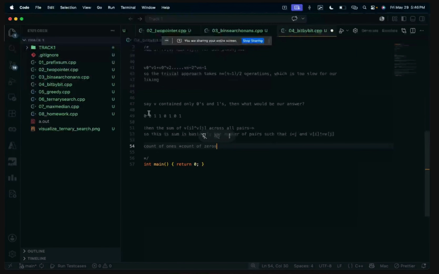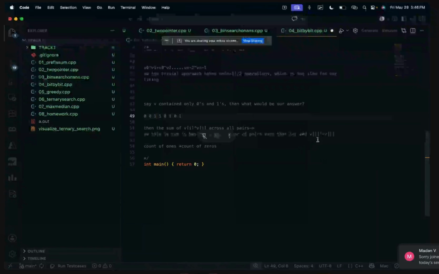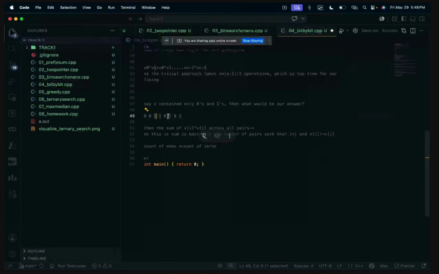And why that's the case is because, for each pair that is different, say for 1 0, we would like to count the contribution of this pair 1 0. We would count that exactly when i equals 2 and when j equals 4. So we basically want the number of ways to select two indices such that they have different values, which is the number of ways to select the 0 index, which would be the count of zeros, and the number of ways to select the 1 index, which would be the count of ones.